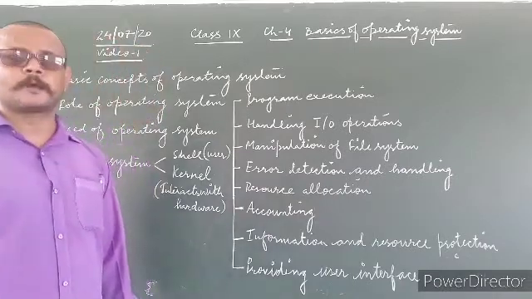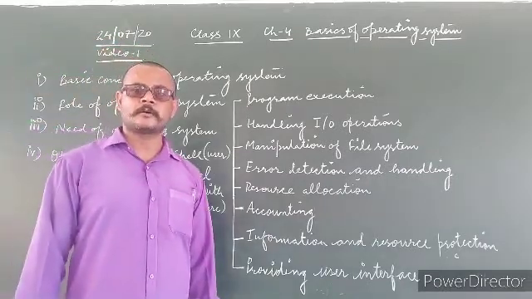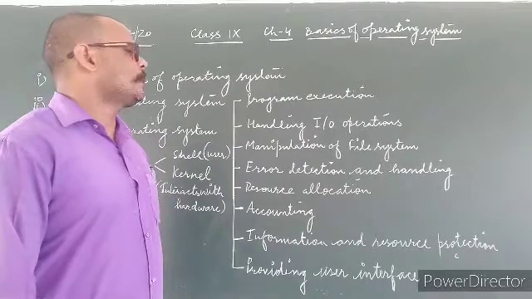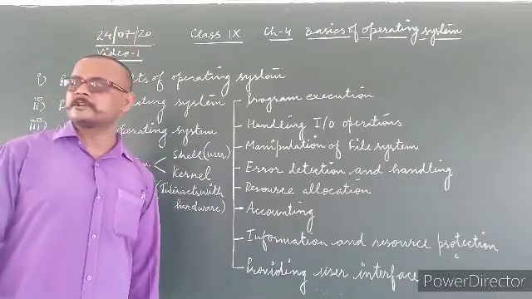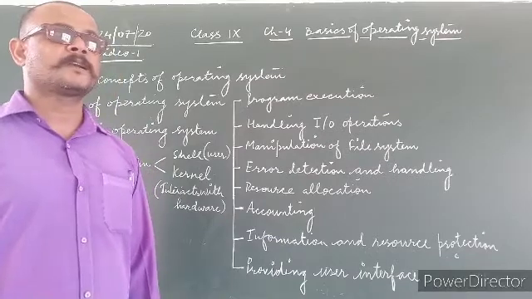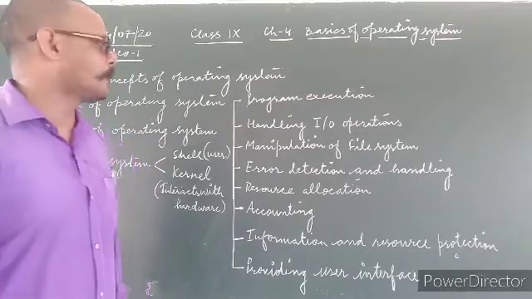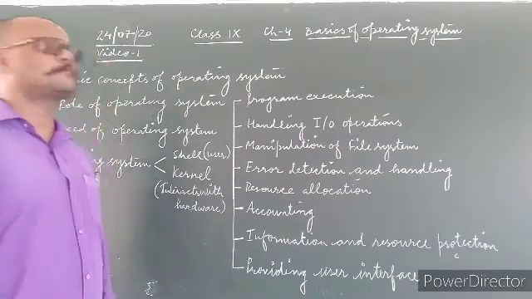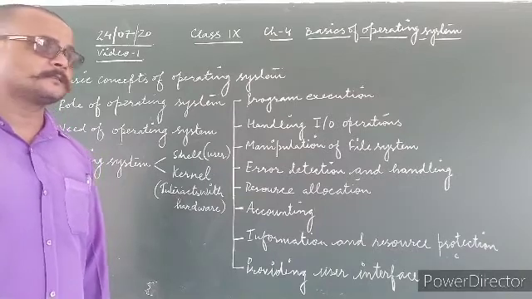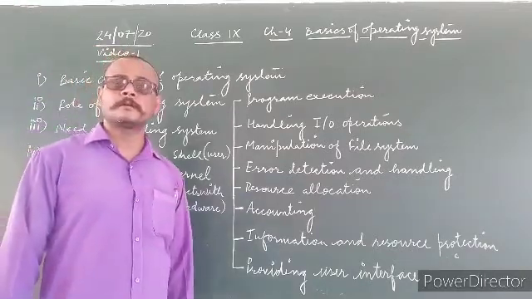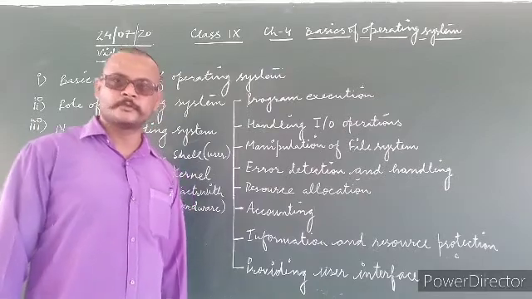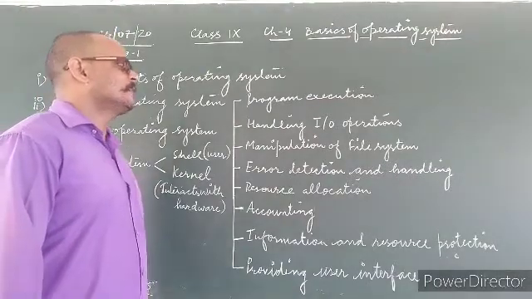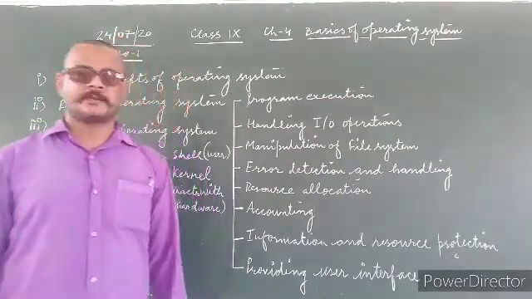Program is a set of instructions or a set of commands. They combinedly make a program. So the first thing is that an operating system is responsible for program execution. Program execution means to execute the instructions and commands given by the user to give the desired output. Second is handling input and output operations.